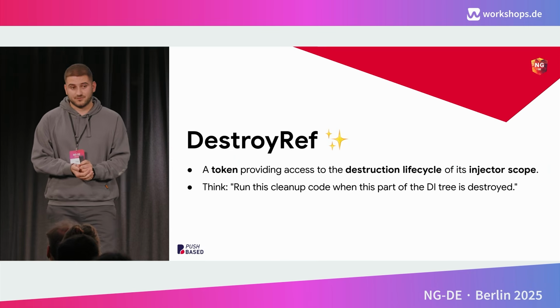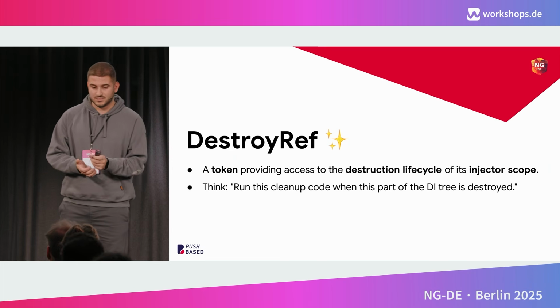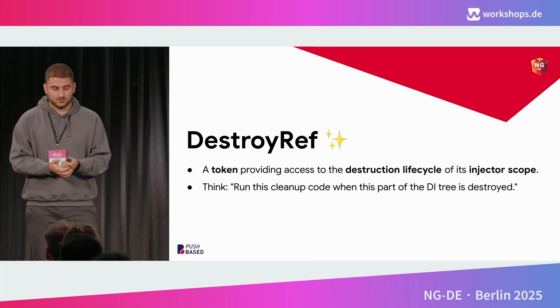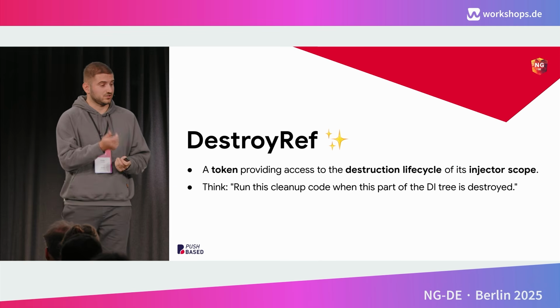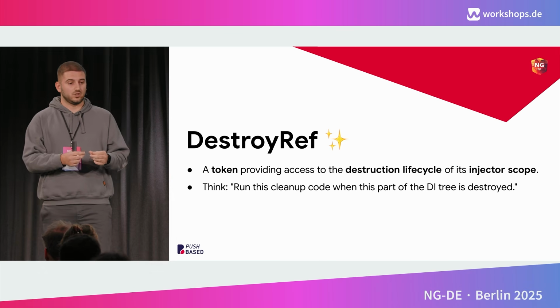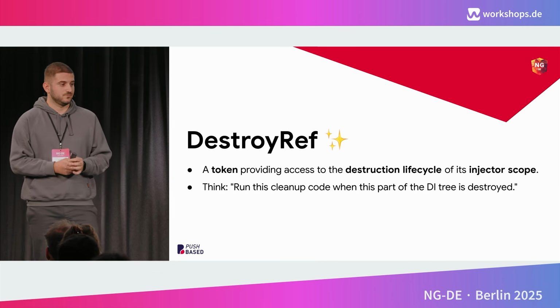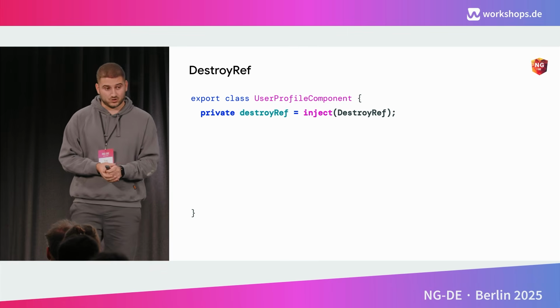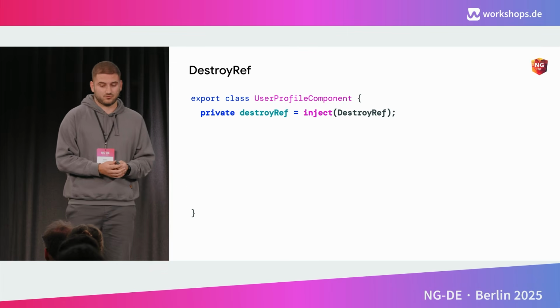So DestroyRef is a token that basically provides us access to the destruction lifecycle of an injection token or injector scope. Think of it like this: if you inject it, it will tell you when its injector gets destroyed. So we have DestroyRef that we can use with inject, now, of course.